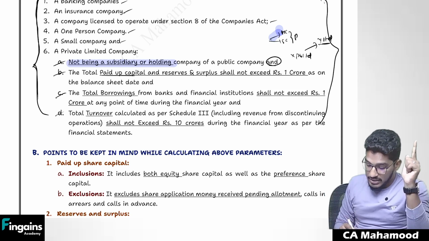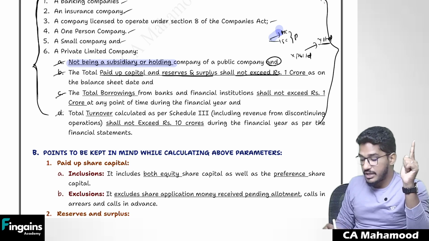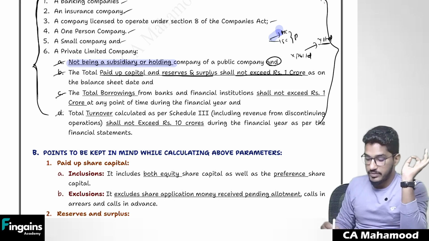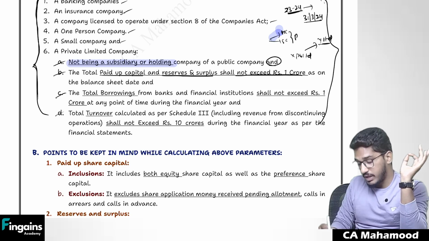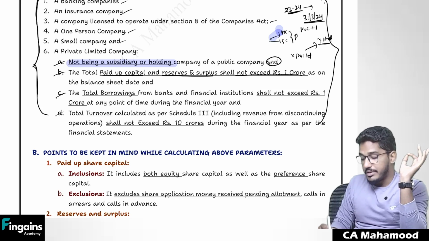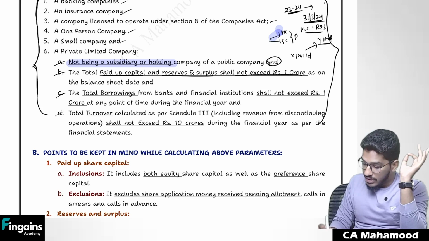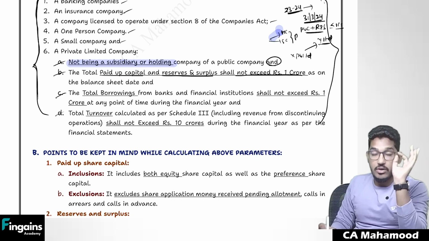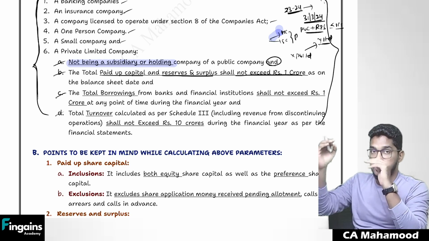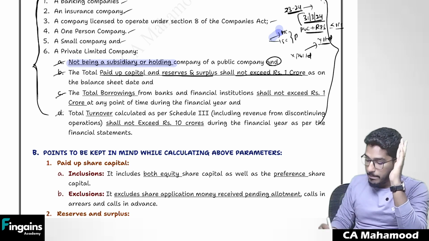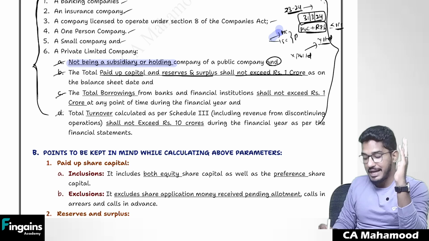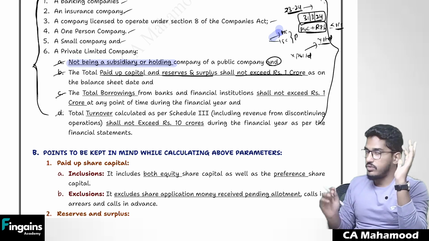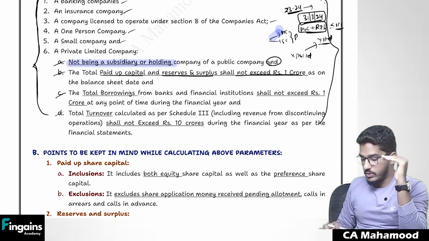Second condition, the total paid up capital and reserves and surpluses shall not exceed 1 crore as on the balance sheet date. As on the current year's balance sheet date, for example, if you are conducting the audit of the financial year 23-24, as on the balance sheet date, as on 31st of March 2024, the total of paid up capital along with the reserves and surpluses shall not exceed 1 crore. That should be less than 1 crore or equal to 1 crore, but it should not go beyond 1 crore. And this limit you have to see as on the balance sheet date. As on 31st of March of the respective year, you have to see what is the cumulative balance of paid up capital and reserves and surpluses. If it is less than or equal to 1 crore, well and good. Then you have to start checking the remaining 2 conditions.